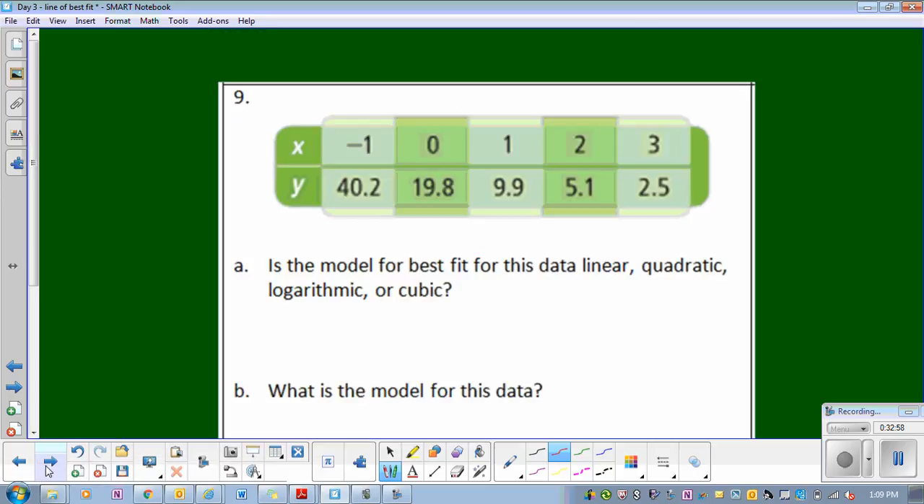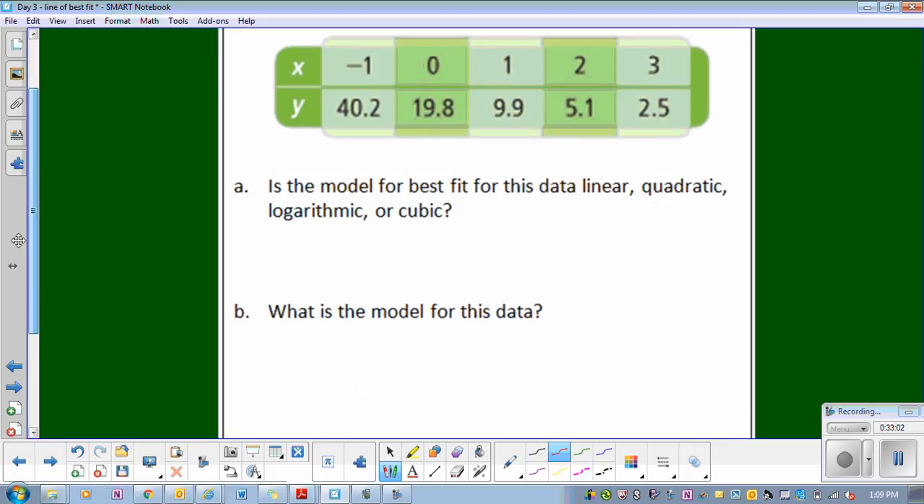Number 9. All right, think about your strategy for number 9. You have L1 and you have L2. Part A is asking you, is this model linear, quadratic, logarithmic, or cubic? So you have 4 different regs that you need to test out. Look at the R, or the R squared, and see which one is the best. Okay? So let's do that.